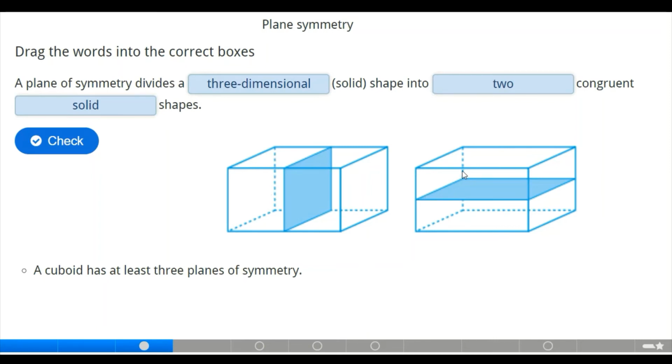Look at the second cuboid here. This is the first line here. This is the second one. And we have this divided into what? Into three. And if you look at this, it has at least how many planes of symmetry here? We have at least 3 planes of symmetry. This is 1, 2, and 3 for the first shape. We have 1, 2, 3 for the second shape.